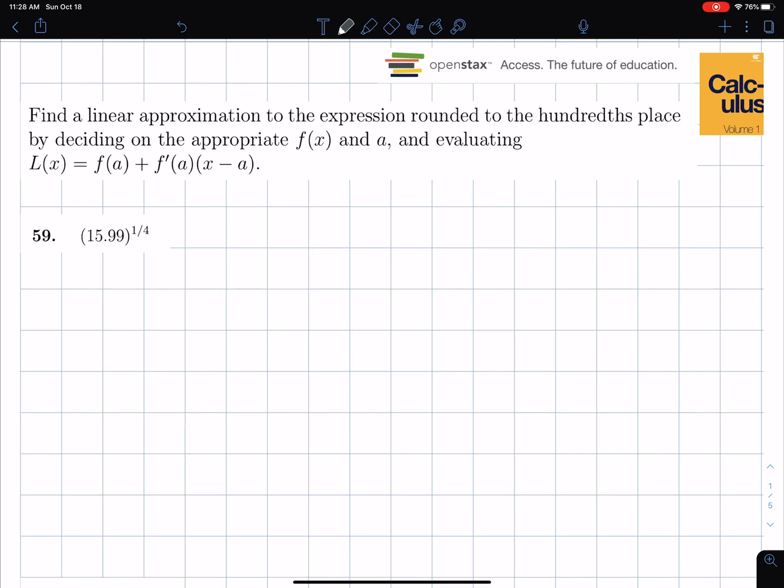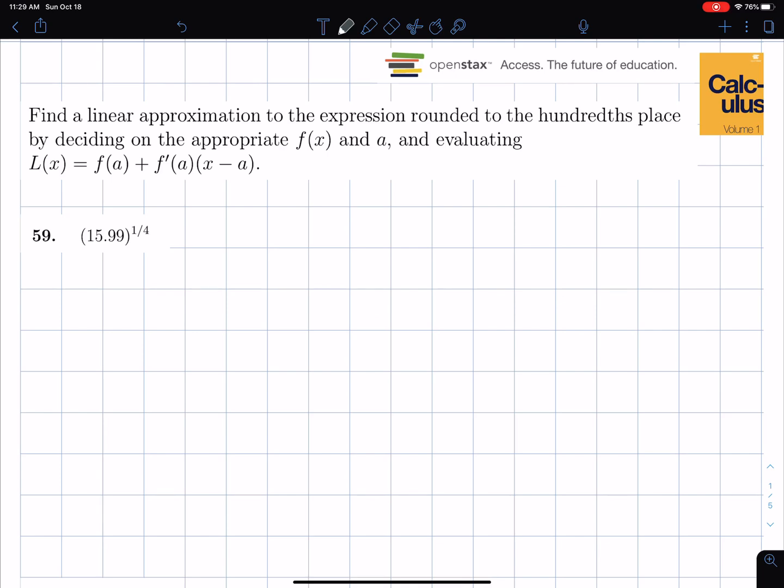Hello, these are essential exercises from OpenStax Calculus Volume 1. They're exercises, but I'm picking out a few which I think are essential. So this is number 59. I think this is from chapter 4, and it's the section on linear approximations.